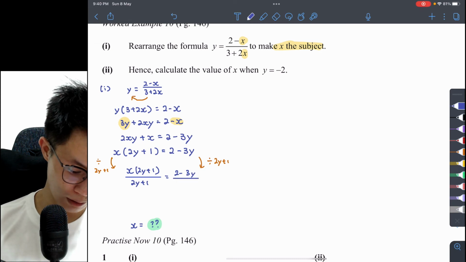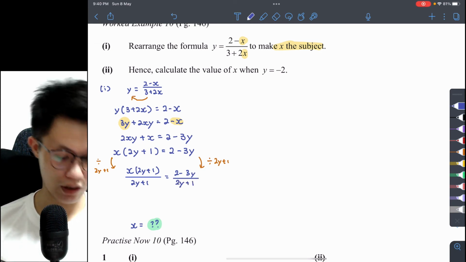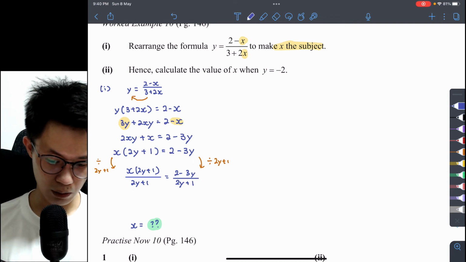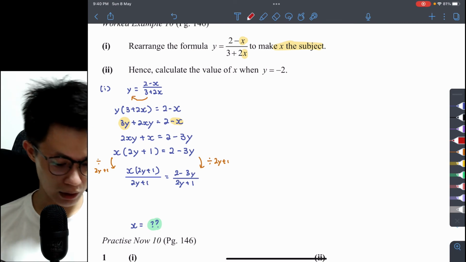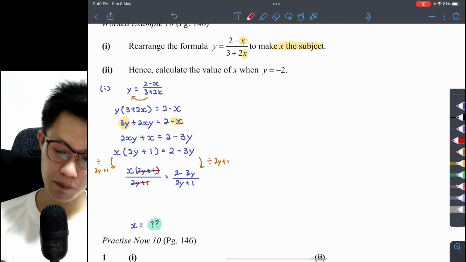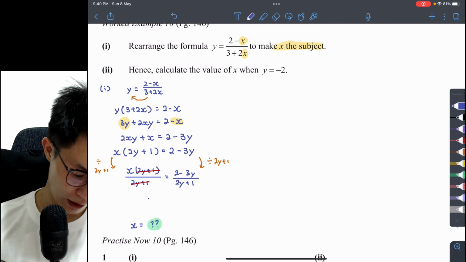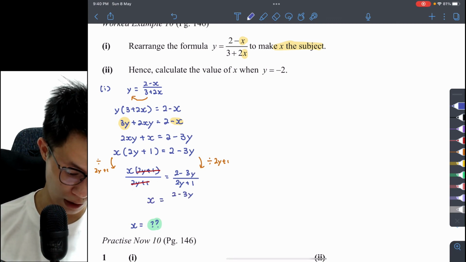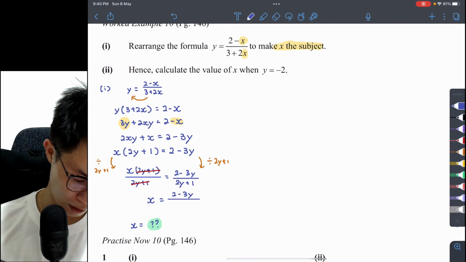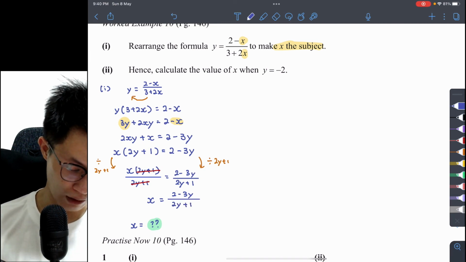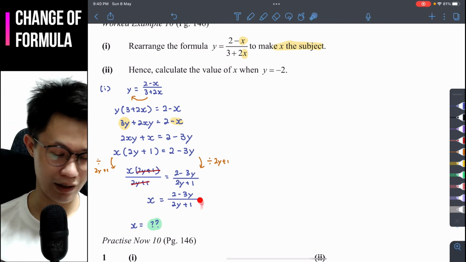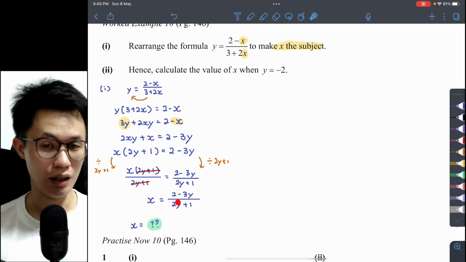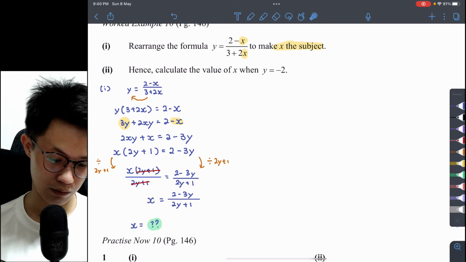It's a very amazing thing about this topic that you can do such manipulation. And what you have here is something we have seen from previous parts of this chapter. You can simply cancel out 2y plus 1. Subsequently, what you have left is x on the left side, and this simply equals 2 minus 3y divided by 2y plus 1. Right here, we see that on the right hand side of my formula now, there are no x terms. x only exists on the left side.